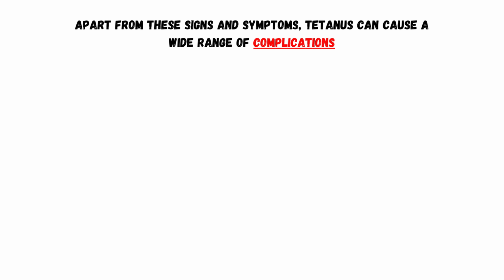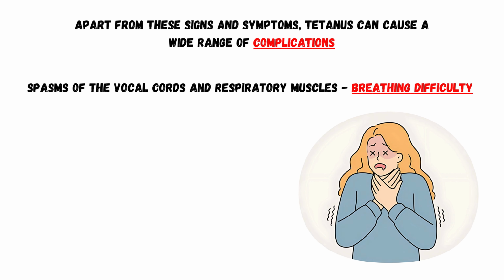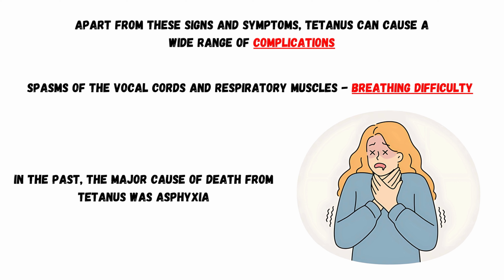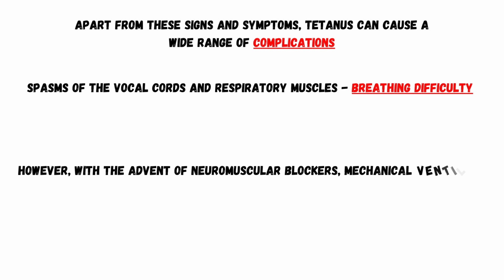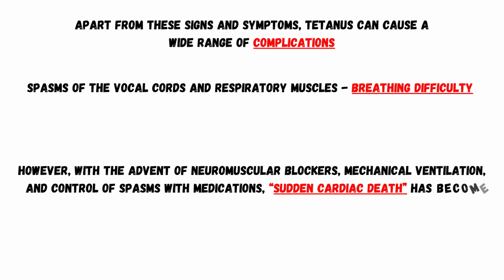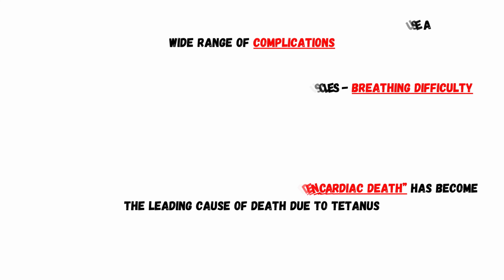Apart from these signs and symptoms, tetanus can cause a wide range of complications, including the following. Spasms of the vocal cords and respiratory muscles can lead to breathing difficulties, which may result in asphyxia. In the past, the major cause of death from tetanus was asphyxia. However, with the advent of neuromuscular blockers, mechanical ventilation, and control of spasms with medications, sudden cardiac death has become the leading cause of death due to tetanus.